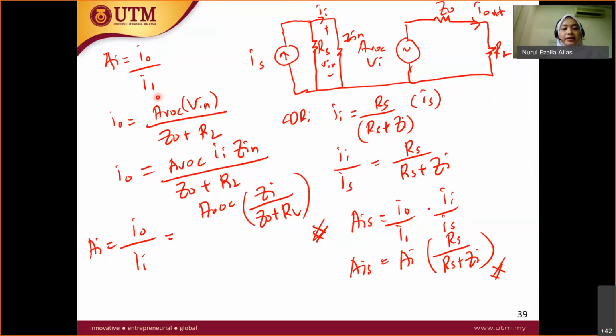Okay, I in is equal to, what will be the I in? This is where you simplify: V in equals I in Z in. Therefore, taking it out from right to left, for I out over I in you get AVOC Z in over (Z out plus RL). Okay, so please concentrate on the BJT.